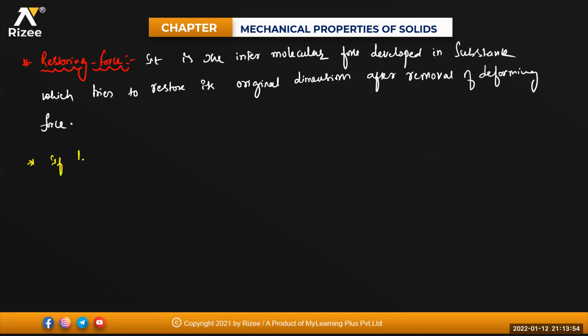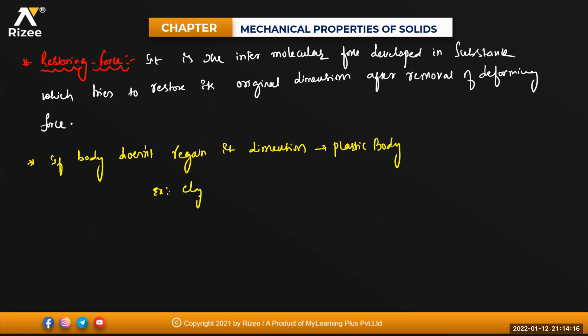If body doesn't regain its dimensions, it is called as a what? Plastic body. It is called as plastic body. Example, clay or maida, anything like that. Basically, if the body doesn't regain its dimensions, are called as a what? Plastic body. Is it clear, beta? Is it clear?